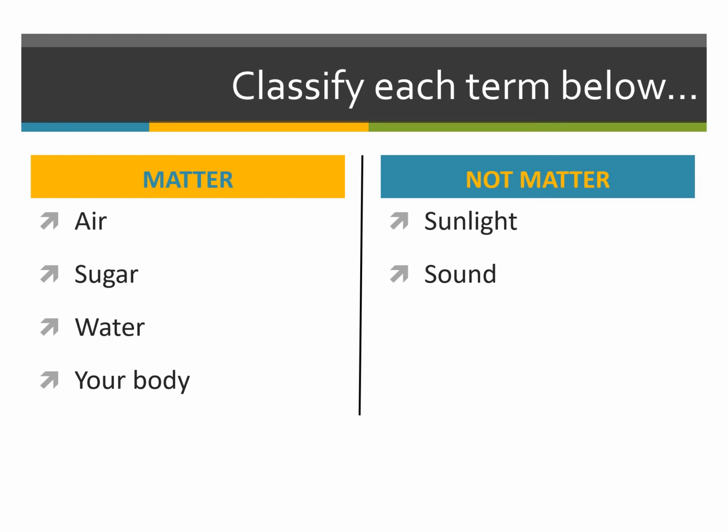Now items like sunlight and sound are not matter. Sunlight itself is just pure energy, and sound is just waves of energy being released from certain areas. So once again, the reason that these items are not matter is they have no mass and they take up no space. So sunlight and sound are forms of energy. Any form of energy is going to be considered not matter.